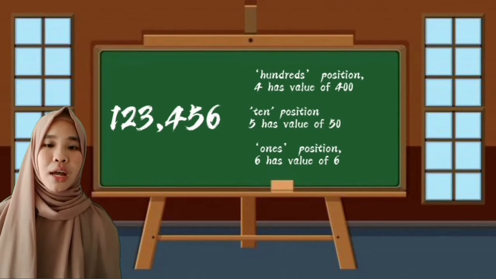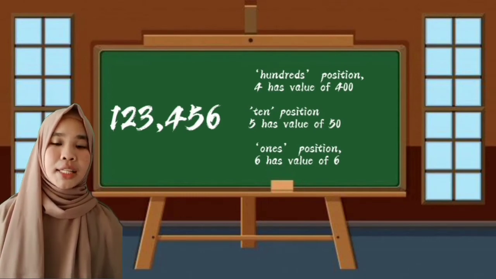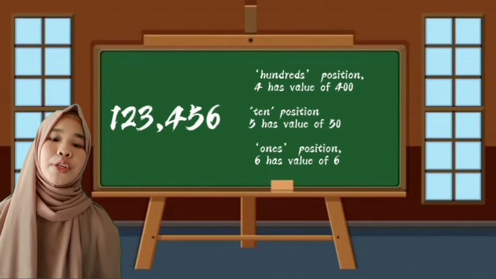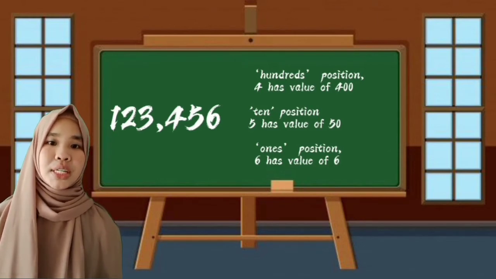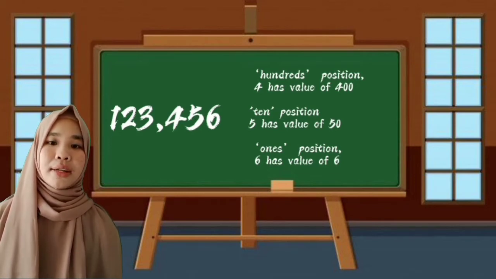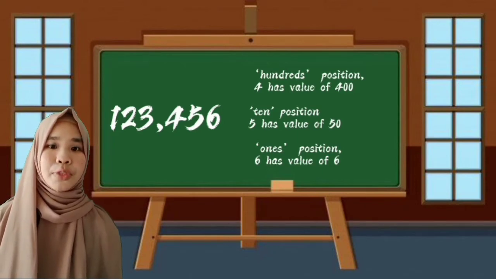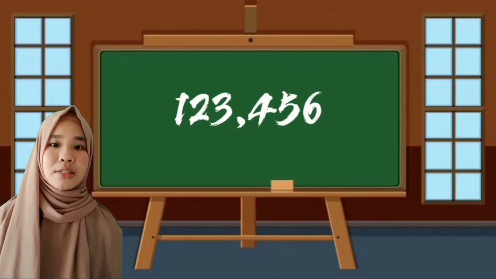Hundreds position: 4 has the value of 400. Tens position: 5 has the value of 50. Ones position: 6 has the value of 6. Hence 123,456 is read in this manner.